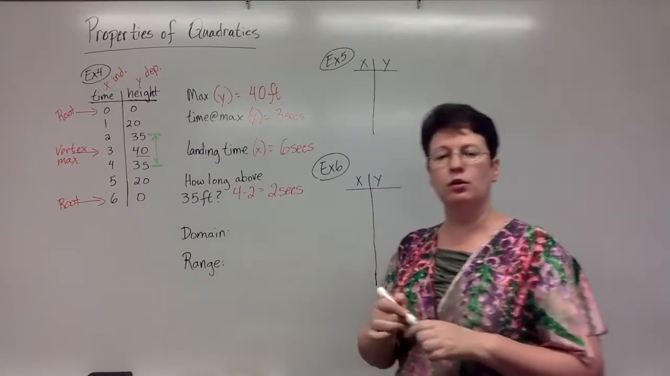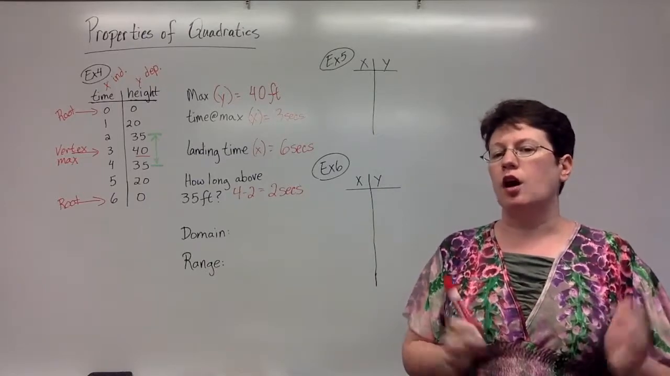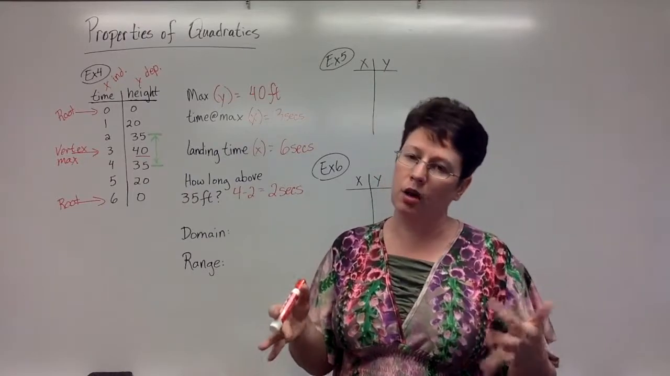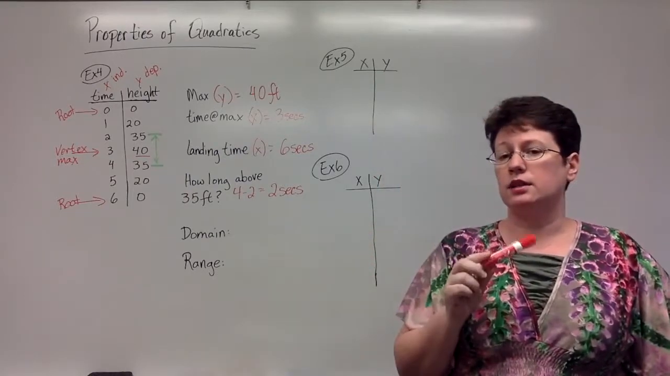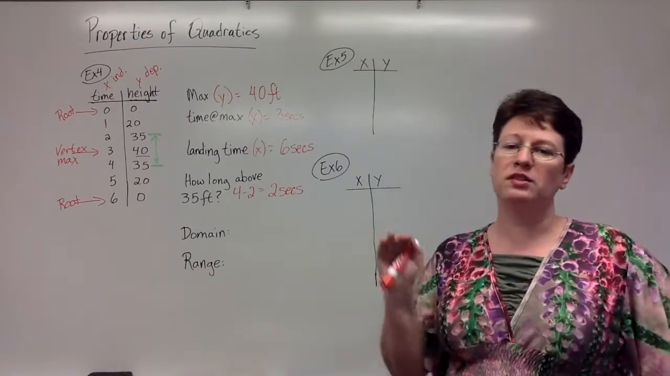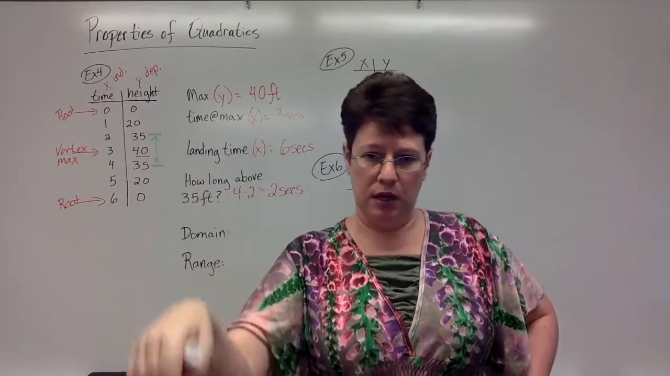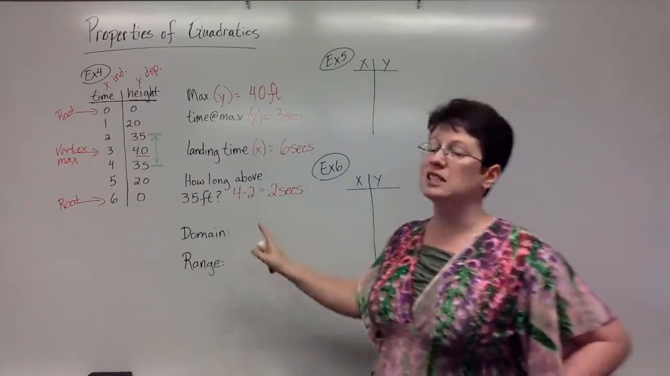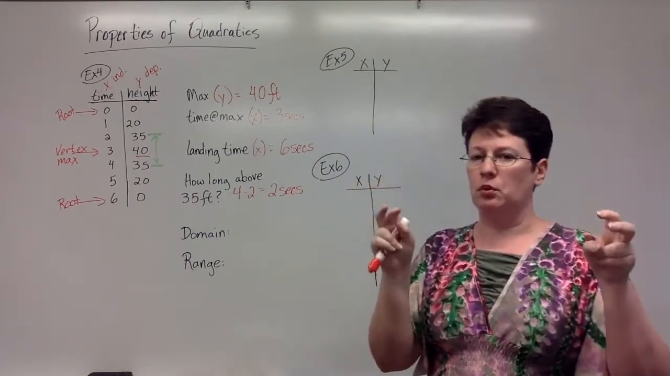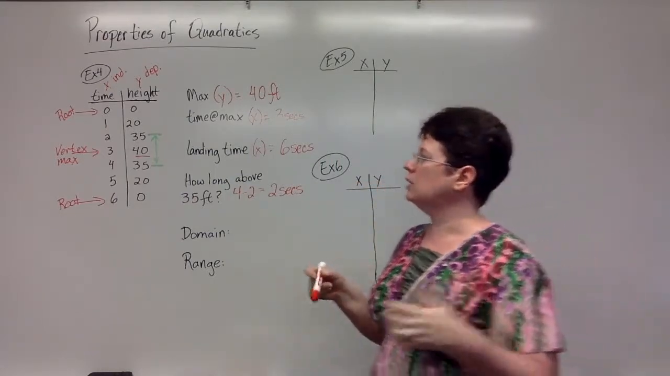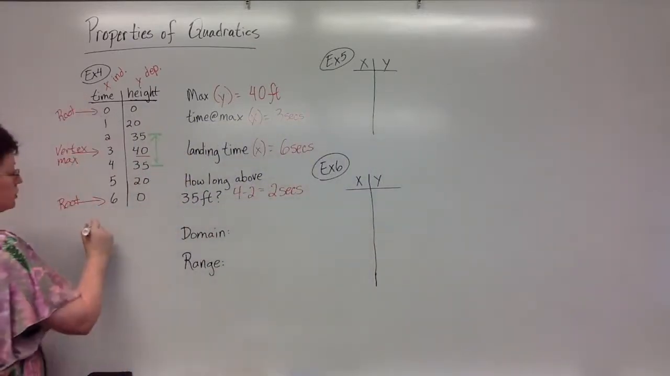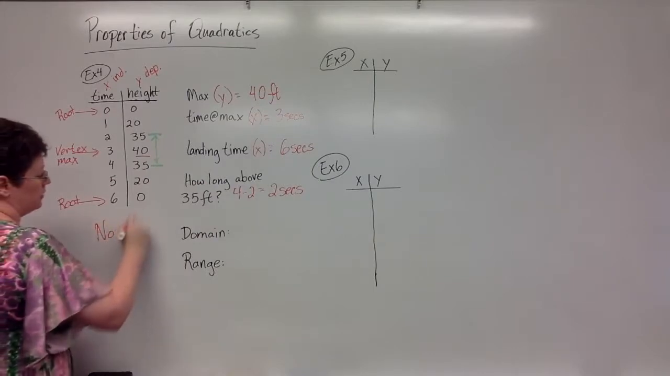Now, domain and range. Remember how I said a quadratic always has a domain of infinity to infinity? Okay, maybe not always. Mathematically speaking, yes, it's going to have a domain of infinity to infinity. But in real life, that football does not go through the ground, through the planet, and keep going to infinity. It stops. So we have to put our real world stop points. What are our limits, okay? We cannot go backwards in time, okay? So there's no negative time.